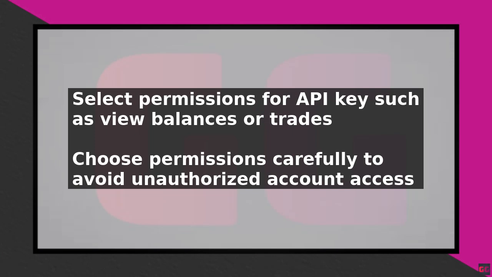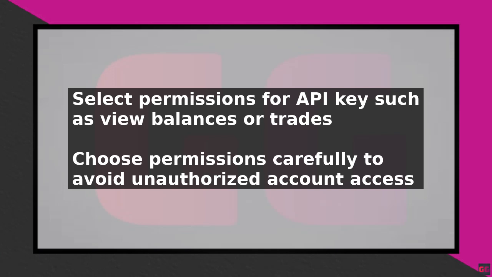The API key will be displayed on the screen, along with a secret key or password that is used to authenticate the API key. It is very important to keep the secret key safe and secure, as anyone with access to the secret key can use the API key to access your account. To keep your API key secure, make sure to store it in a safe place, such as an encrypted file or a secure password manager. Never share your API key or secret key with anyone.